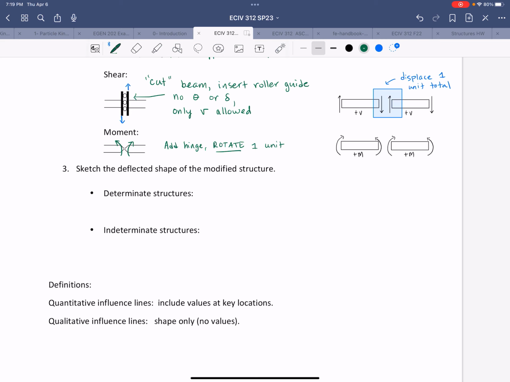And the positive directions for our rotation are going to be clockwise on the right side of the hinge and counterclockwise on the left side of the hinge. All right, again, corresponding to our positive moment sign conventions.